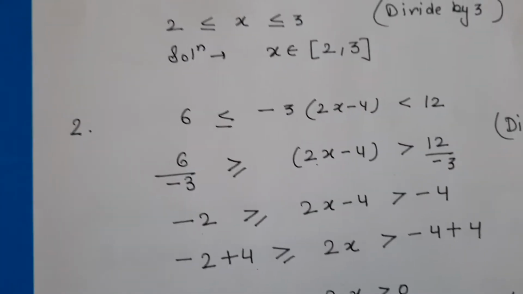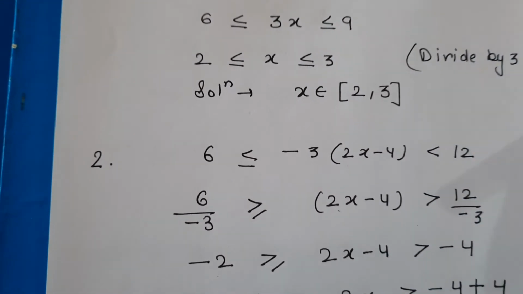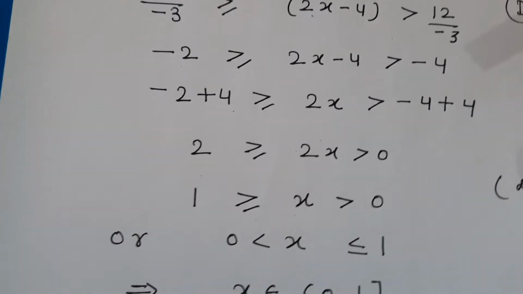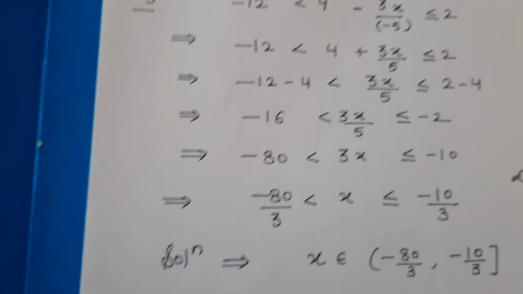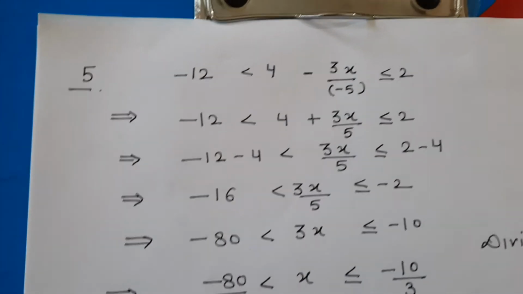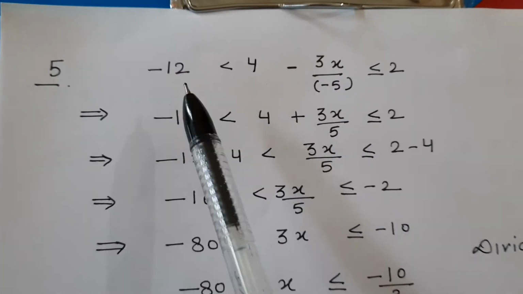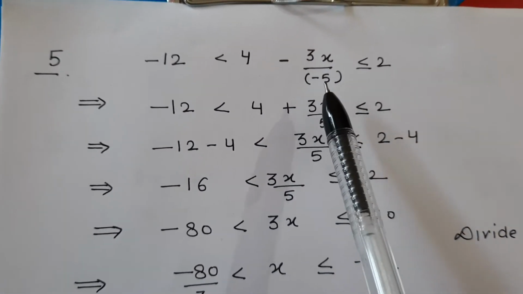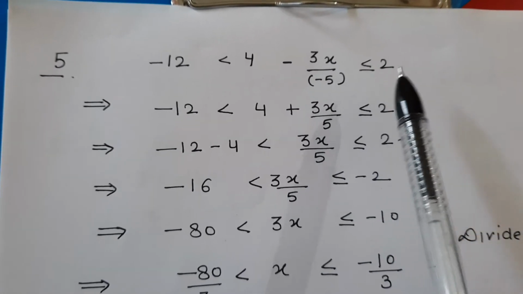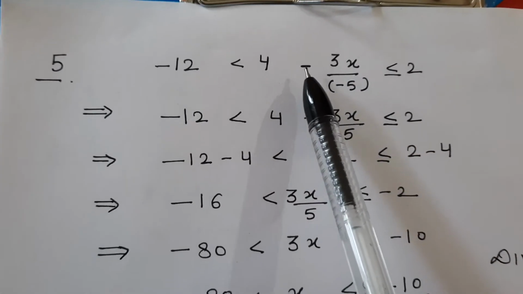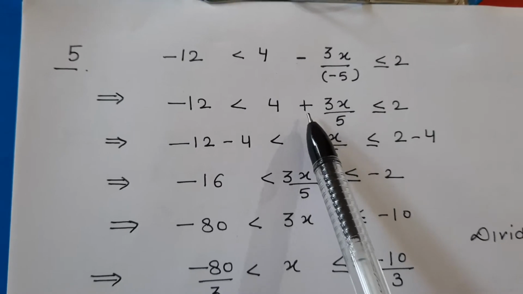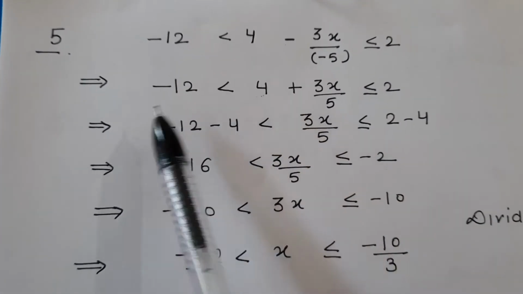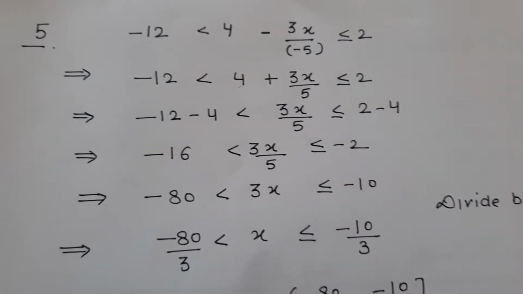Next question. Question number 5. Solve the inequality for real values of x. Minus 12 less than 4 minus 3x upon minus 5 less than or equal to 2. Just look here. Negative will become positive. Right? Now solve this. You have plus 4 here. Right? That means we'll subtract 4 from all sides.